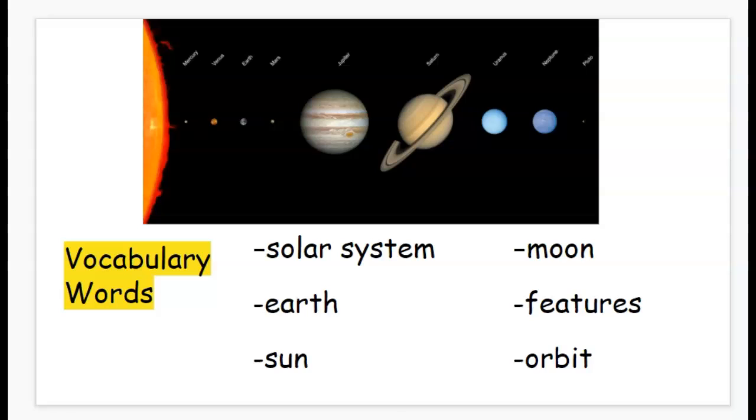Here are our vocabulary words. I'm going to say the word and you're going to repeat after me. Solar system, Earth, Sun, Moon, features, orbit.